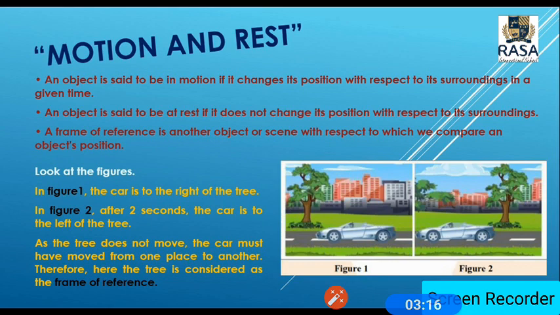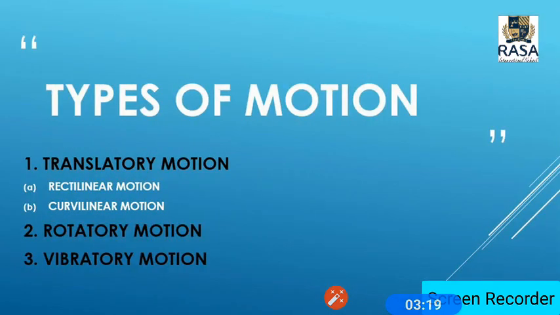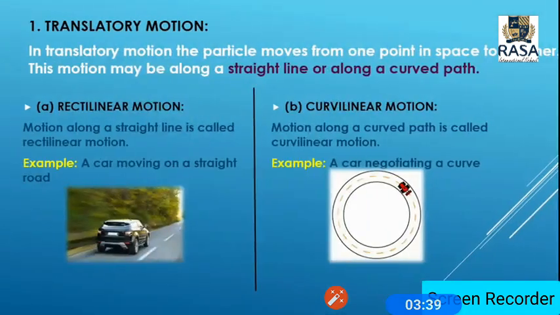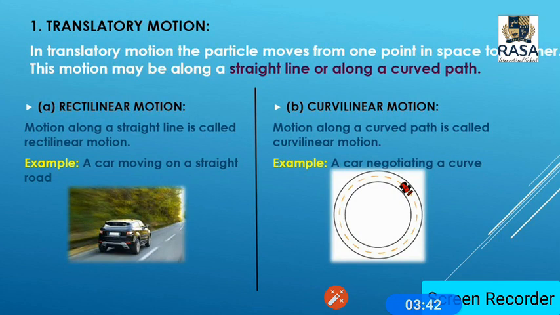So now we are moving further with the types of motion. There are basically three types of motion. First is translatory motion, which is further divided into two categories, that is rectilinear motion and curvilinear motion. The second type of motion is rotatory motion and third is vibratory motion. Now we first understand what is translatory motion. In translatory motion, the particle moves from one point in space to another. That means the object or the body, which is made up of particles or a single particle, when moved from one point to another in space, is known as translatory motion.